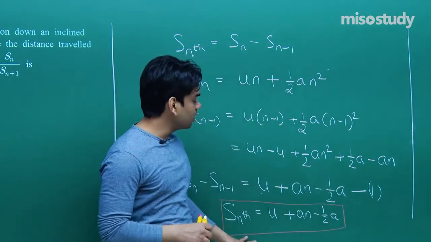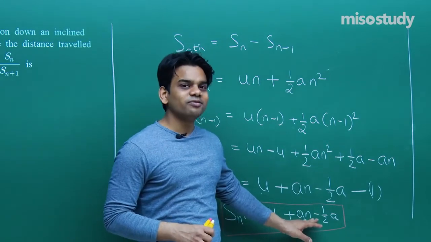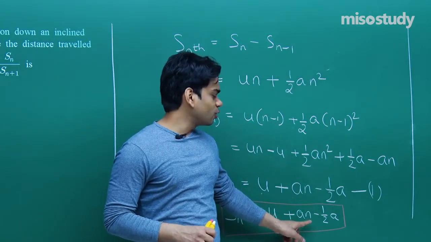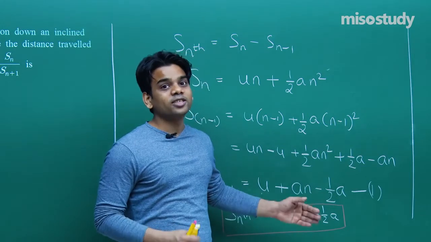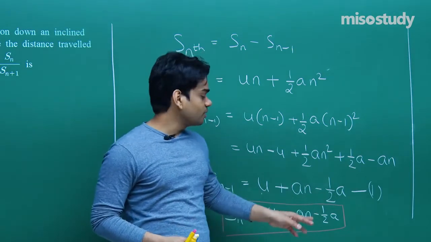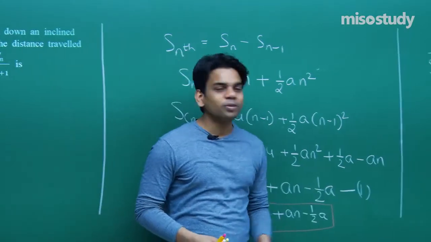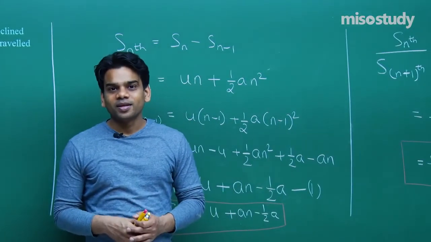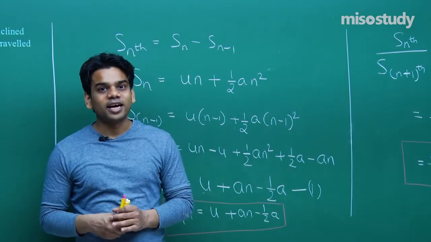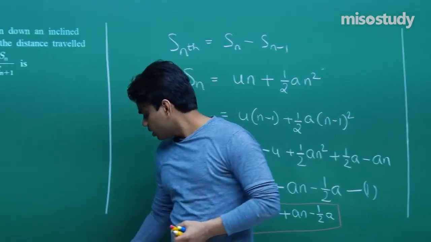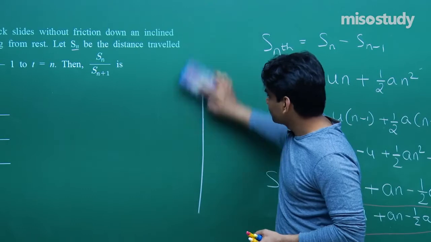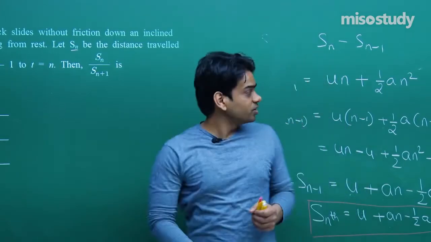This is how we did it. We knew the formula. For S nth, we put the value of n equals n. And then for S(n+1), we put the value of n as n plus 1. And then we took the ratio and got 2n minus 1 upon 2n plus 1. This is how we can approach such kind of problem. Let's go ahead with the next one, and before that, let me clear the board.